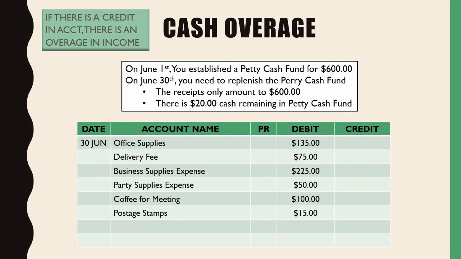What if I have a cash overage? Again, if you establish your petty cash drawer on June 1st as $600, but you end up counting a total of receipts to be $600, and you end up having an extra $20 in the petty cash drawer. So this is what's going to happen. You're going to recognize that you have a cash shortage/overage, but it's going to be on the credit side. And then you're going to write the check amount for the total amount besides the overage. So this is how you replenish. Again, this is more so for a petty cash drawer.